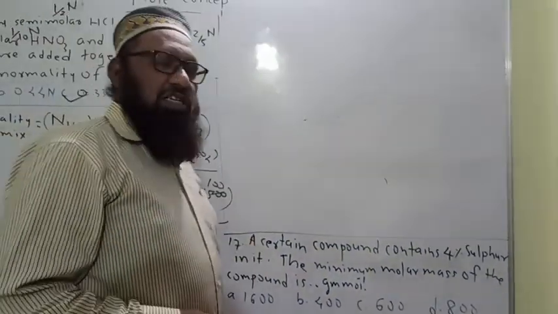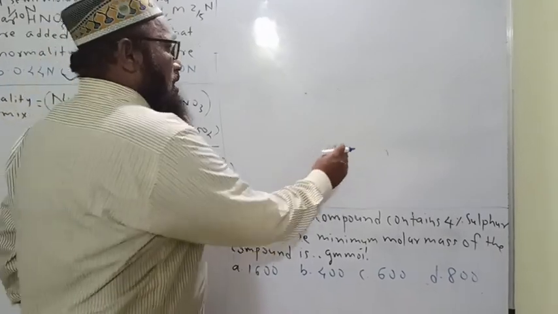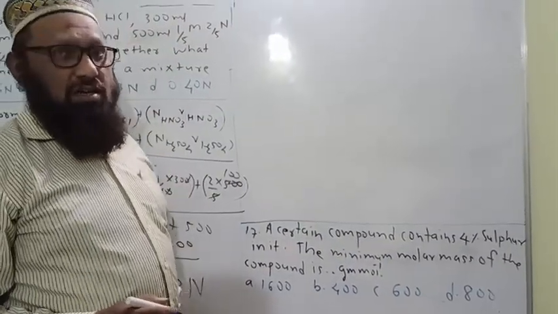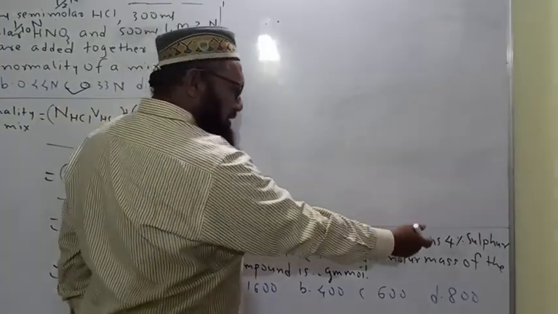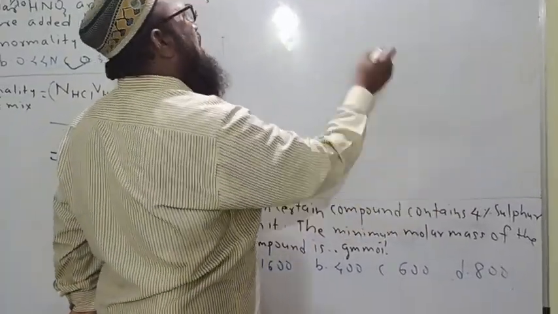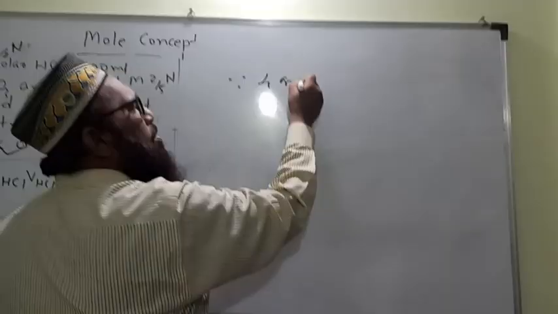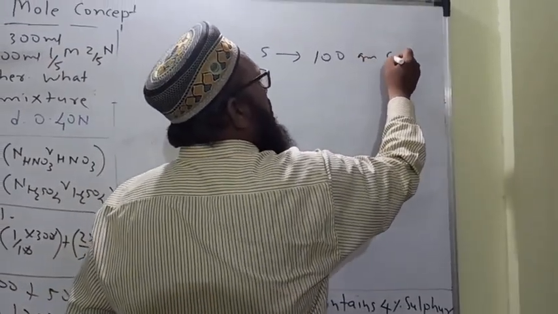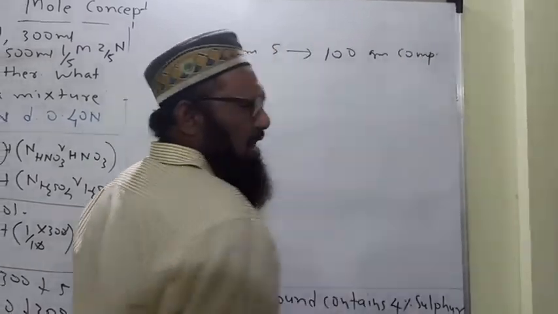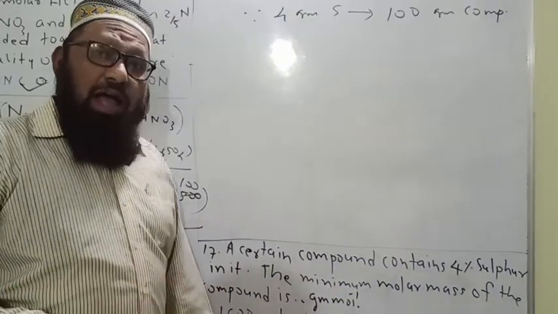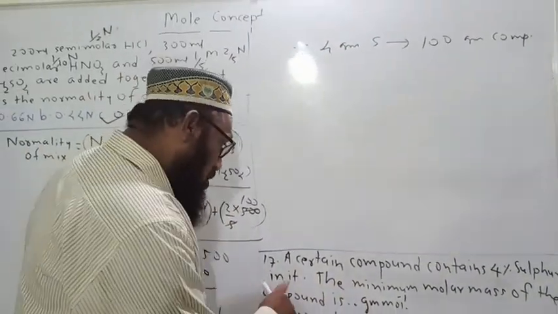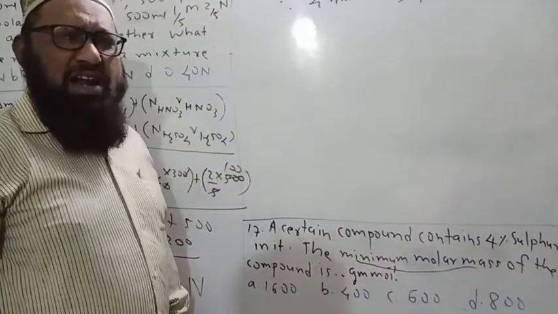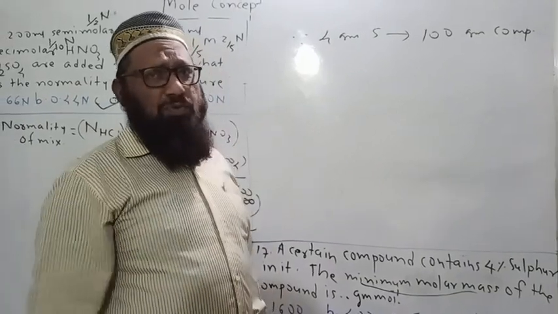In such cases, let us follow the technique. Total compound we have to consider as 100%. Since 4%, let us consider as here 4 gram. 4 gram of sulfur corresponds to 100 gram of compound. We know that at least one sulfur is present. Remember, minimum molar mass we have to find out. At least one sulfur must be present.